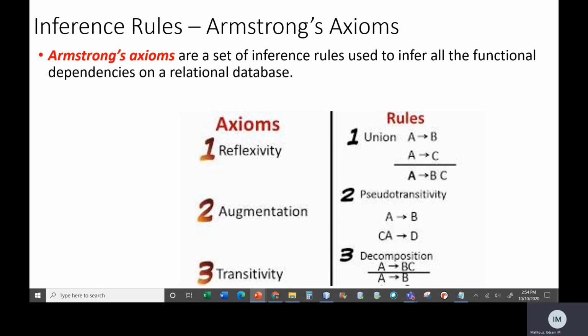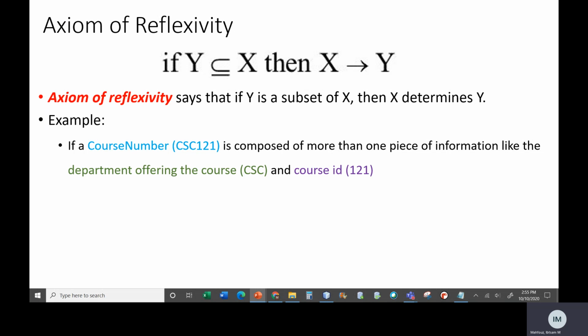So now that we know what functional dependency means, there are some axioms, a set of inference rules, that can be inferred from those functional dependencies. And we're going to talk about those right now. They're called Armstrong's axioms. So the first axiom is called the axiom of reflexivity.